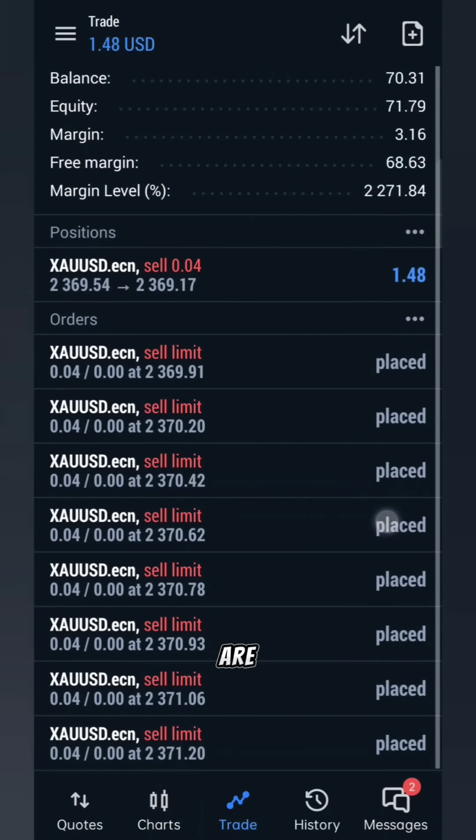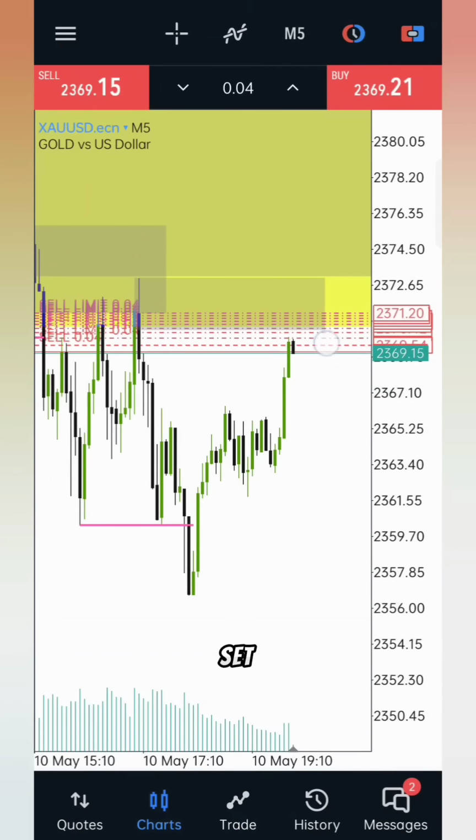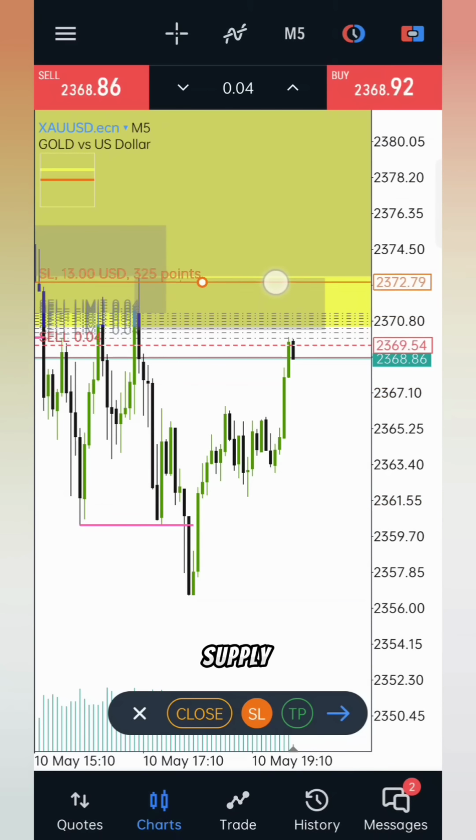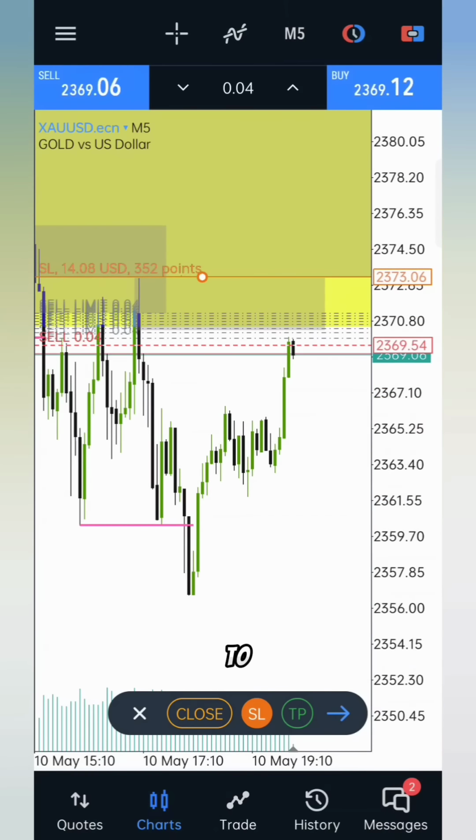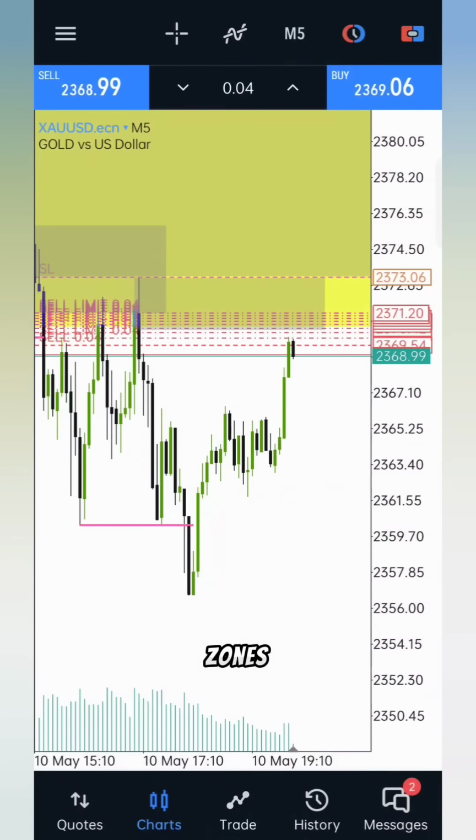Guys, here are all of my pending sell orders, and I set all of my stop losses above the supply zone. I used to refer to those areas as supply zones, but they are actually called order blocks in SMC.